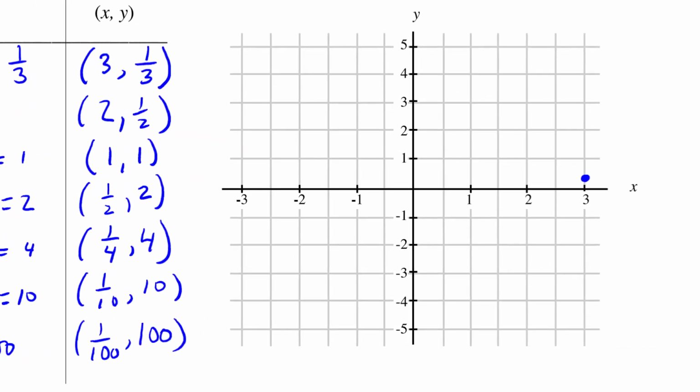Well, we won't graph those last two, but let's graph the other ones that we have. 3, 1/3, 2, 1/2, the point 1, 1, 1/2, 2, and 1/4, 4. Sure, what the heck, 1/5 and 5. We know that they're reciprocals. And we'll draw the graph, and we'll put arrowheads on each side.